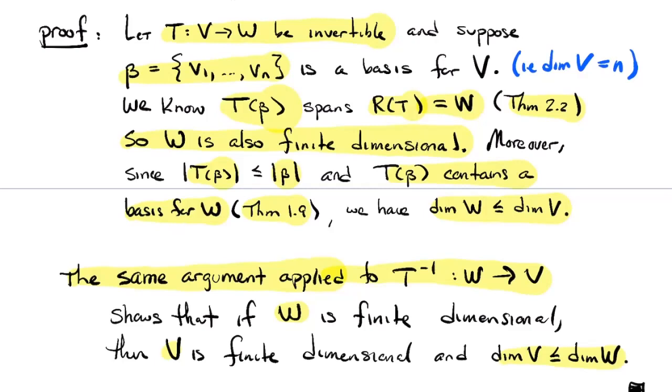All right? So there you go. If one of them is finite dimensional, then so is the other, and vice versa. And we can argue that the dimensions satisfy these two inequalities, and hence they're equal. Nice. Cool.